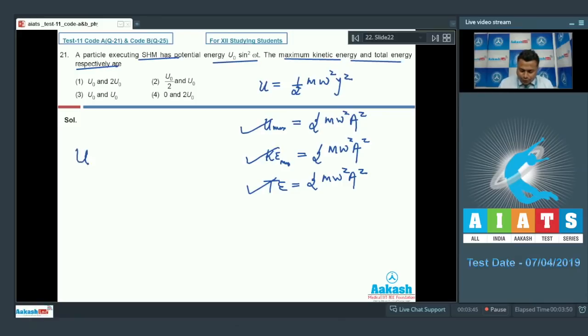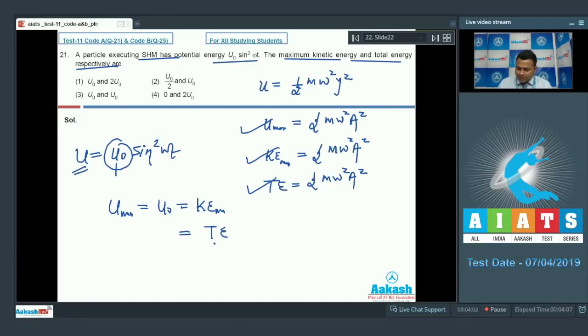Now looking at the equation, U equals U naught sine square omega t. So the maximum value of potential energy is what? U naught. So here U max equals U naught, which will be equal to KE max, and that will be equal to total energy. So we can say that both are U naught and U naught. Therefore option number 3 is absolutely correct.